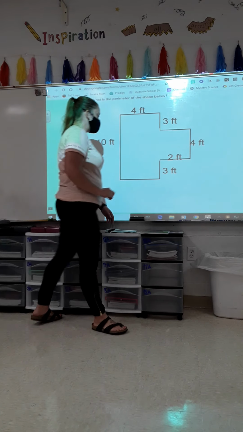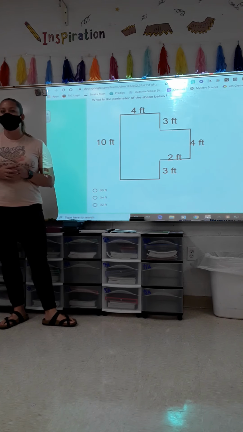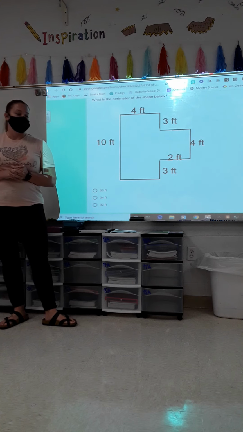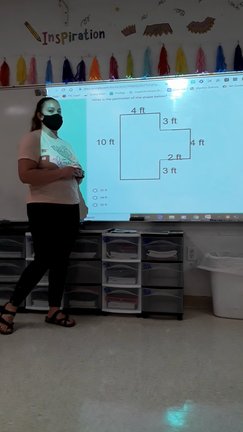Alright, next it's asking us to find the perimeter of the shape. What does perimeter ask us to find? What is it, Christopher? The outside of the shape. Yeah, it's the measurement around the outside of the shape.